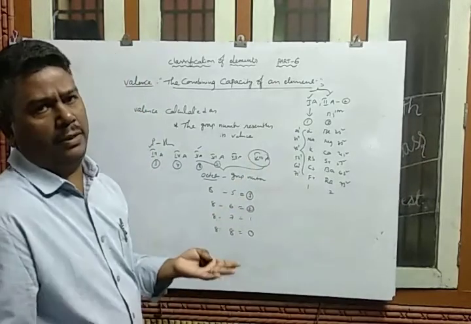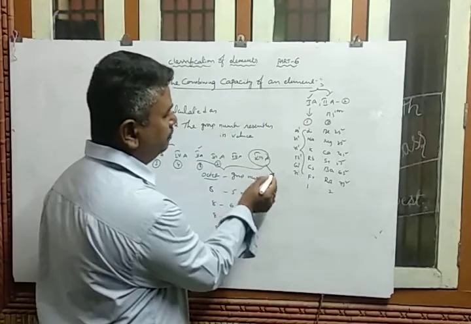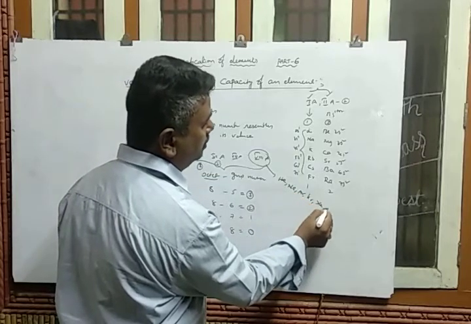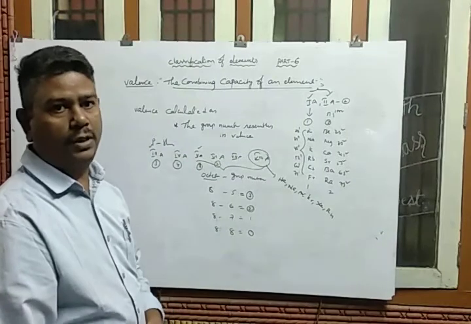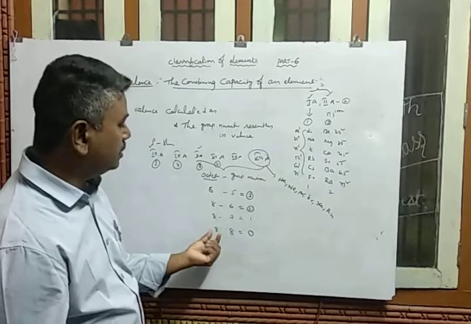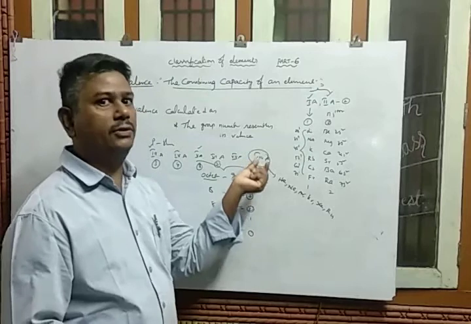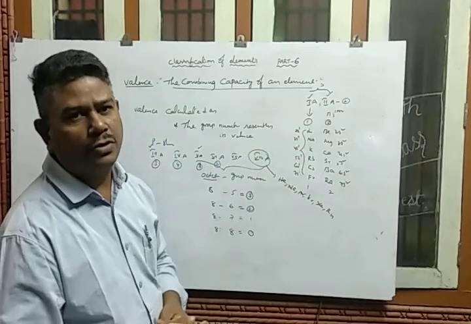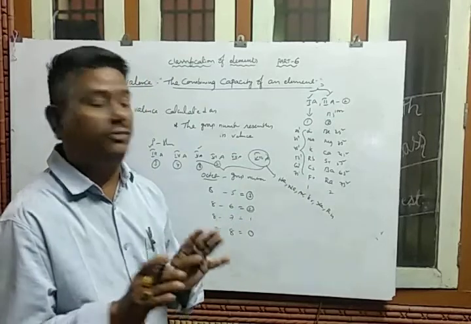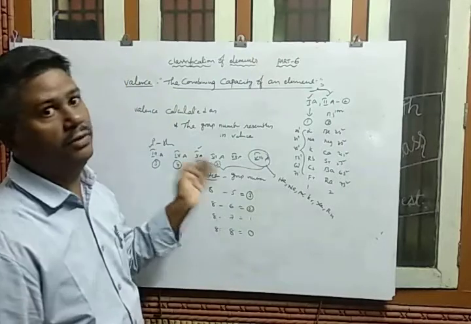So the combining capacity of 8th group elements, which are called inert gases, like helium, neon, argon, krypton, xenon, radon, is considered 0, because here octet minus the number of valence electrons in the shell will be 0. That's why they are called zero group elements. Zero group elements means the valency becomes 0, so their combining capacity will be 0. Clear? That is how to calculate the valency of the elements.